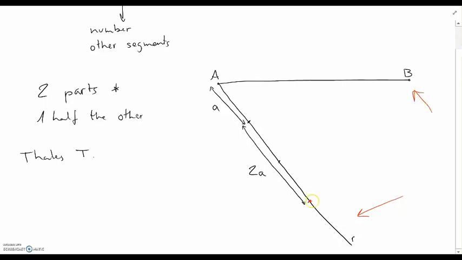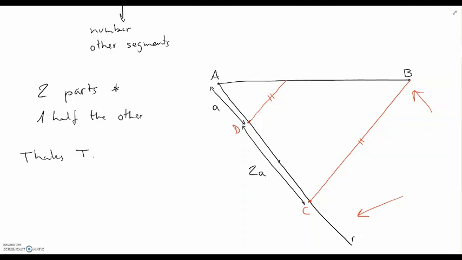I draw a line from this point, maybe I can name it C. I draw a line from C to B, and this line is going to be my reference. I'm going to draw a parallel line to this from point D, which will be this one. This line in red is parallel to the other one.